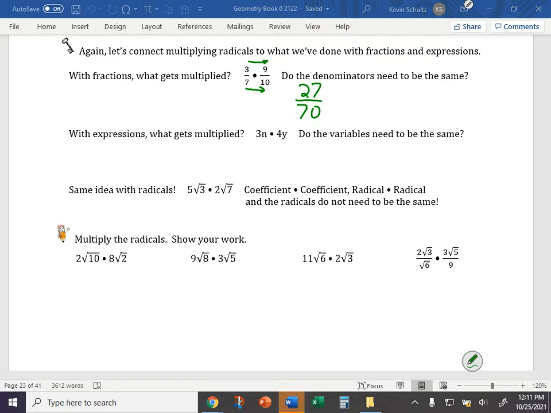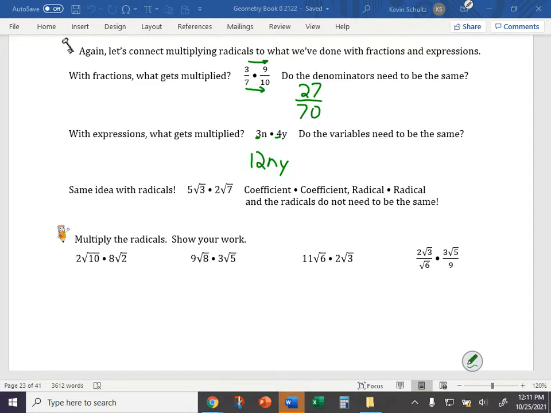How about 3n times 4y? If you're multiplying, do those variables need to be the same? In other words, do like terms exist when you're multiplying? No, they do not. How would you multiply 3n times 4y? What would your expression be? Right, so what would our new coefficient be? 12, right? The coefficients get multiplied. 3 times 4 is 12. And our variables aren't the same, and that's okay, because we can just write it as ny. The rules are different for multiplication and division than they are for addition and subtraction.